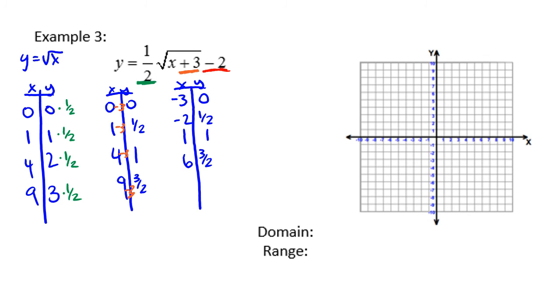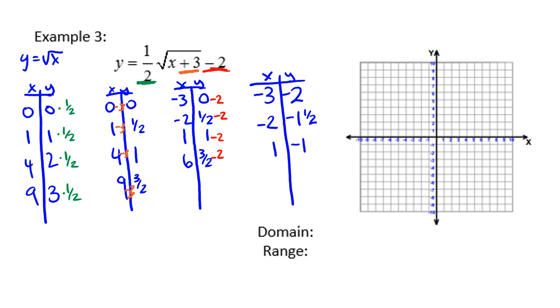Our final move is our vertical shift. We're going to subtract 2 from each y value. That creates my final table of -3, -2, -2, -1 and 1/2, 1, -1, and 6 and -1/2.